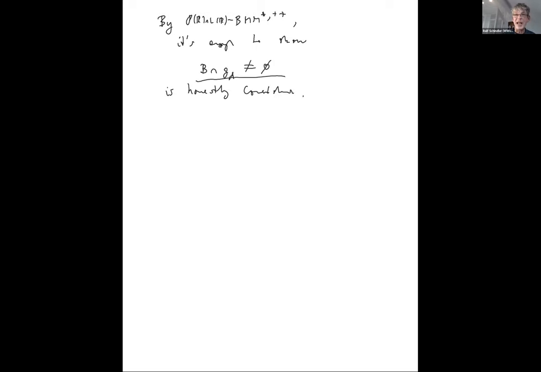So by this BMM star plus plus, and there was this, the power set of reals in L of R, we assume that it's enough to show that B intersect G sub A non-empty is honestly consistent. But of course you don't stare at this statement, but you look at the sigma one statement in this language, as we just spelled it out, right?